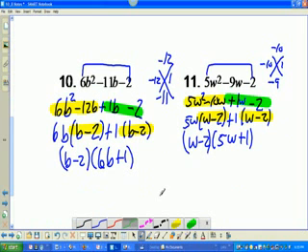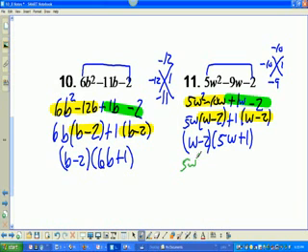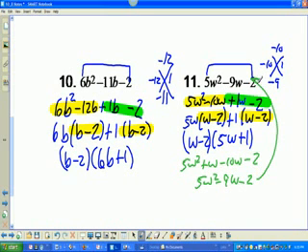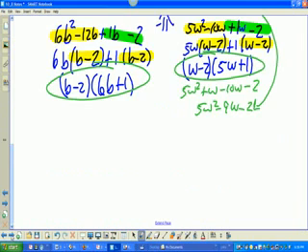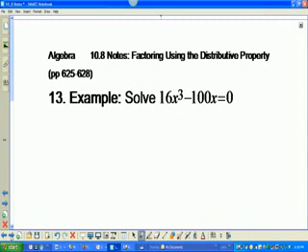Well, let's FOIL it to check it. Let's use the distributive property. W times 5w is 5w squared. W times 1 is a positive w. Negative 2 times 5w is negative 10w. Negative 2 times 1 is negative 2, and I get 5w squared minus 9w minus 2. Notice that's exactly what I started with. There's my answers. And that's all I have to do on those.